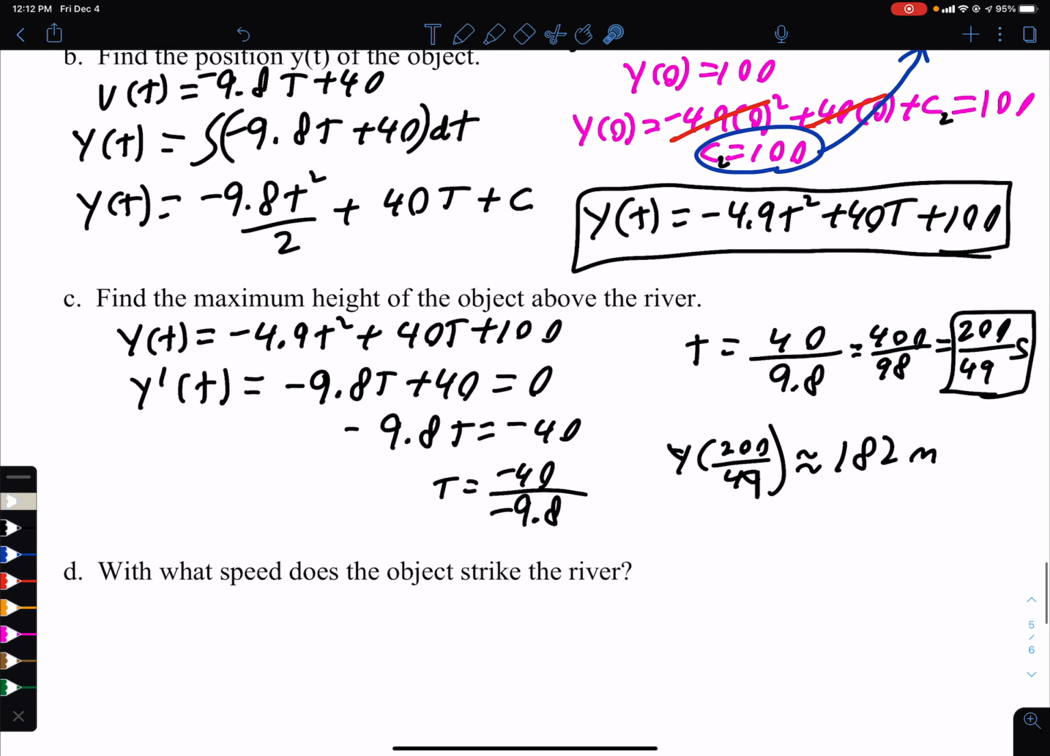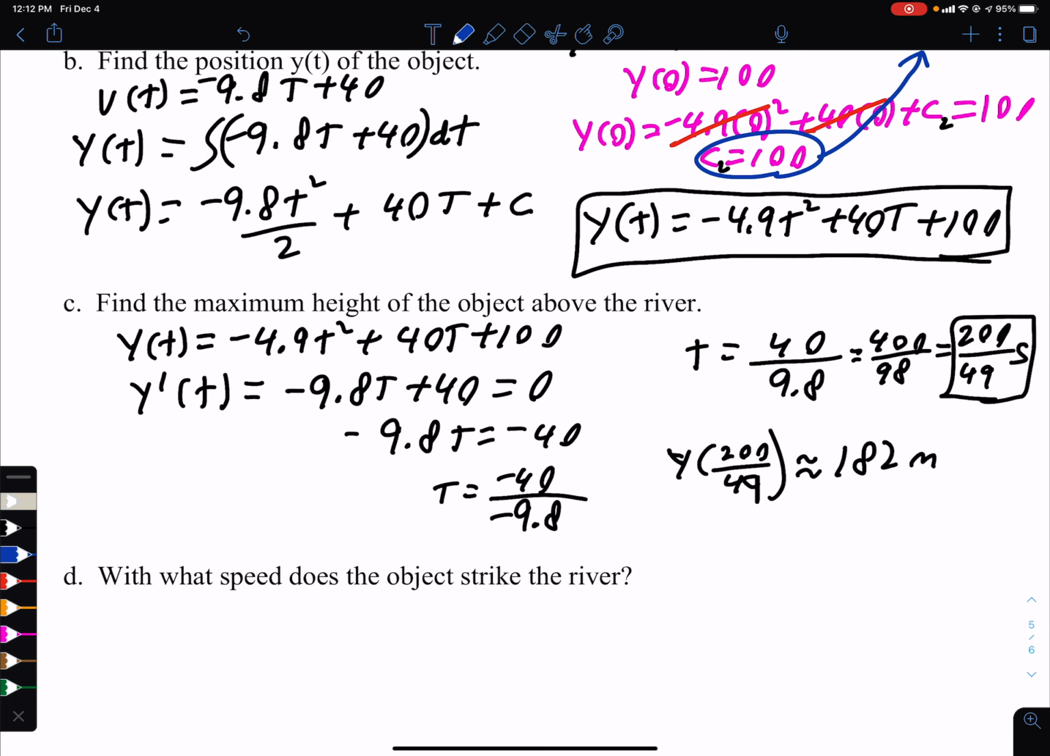Now, what's interesting, I don't know if you caught this, but the derivative of y is velocity. So think about this logically. You found when the velocity is 0. Well, that makes sense. If you throw an object in the air, it's going to stop and then it's going to start falling down. When the velocity is 0, that's when it's at the highest point.